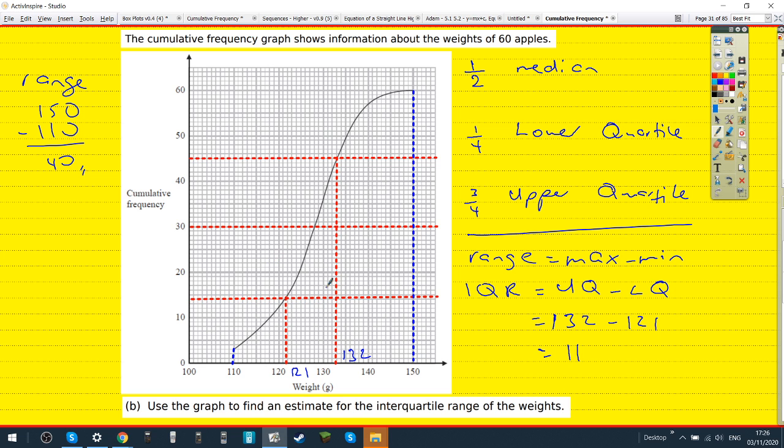The interquartile range is the spread of the middle half, so from the 1/4 mark to the 3/4 mark. The median apple was the 30th one. The lower quartile apple was the 15th one. The upper quartile was the weight of the 45th. And so you just go the weight of the 45th apple, take away the weight of the 15th. So like upper quartile minus lower quartile.